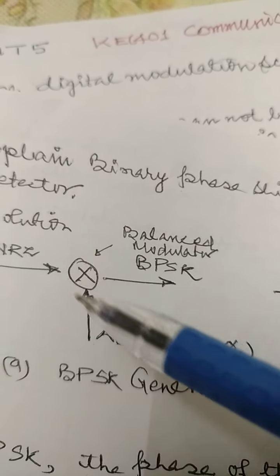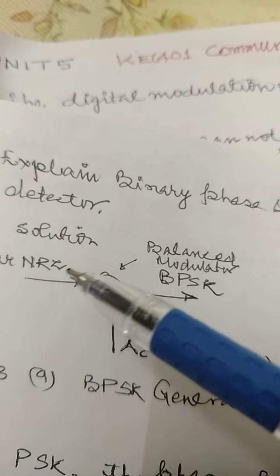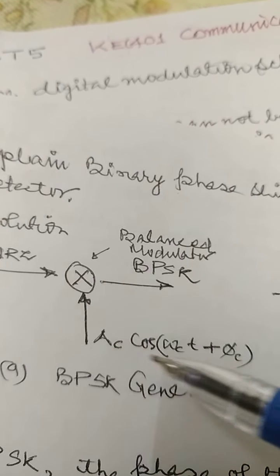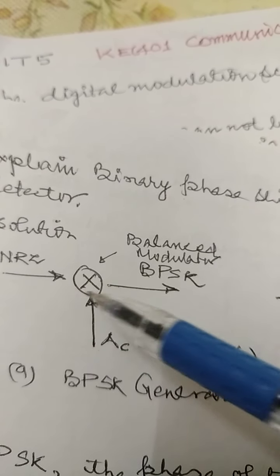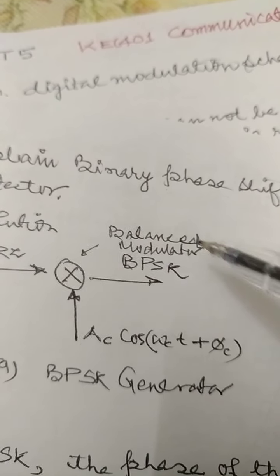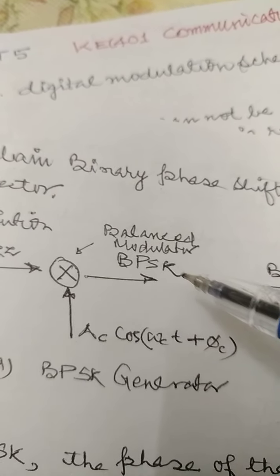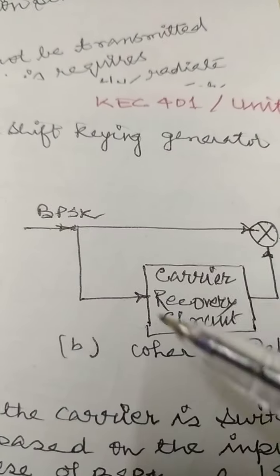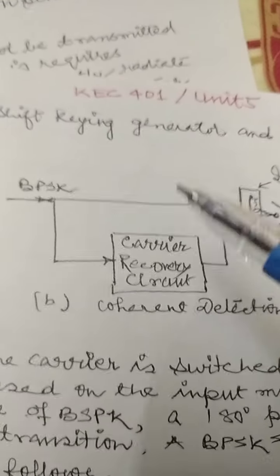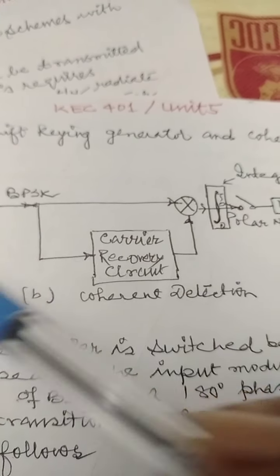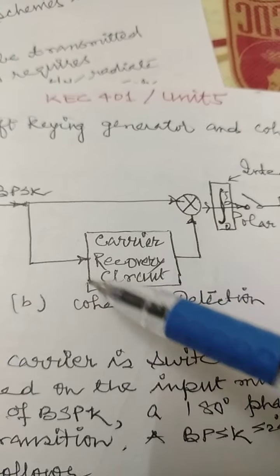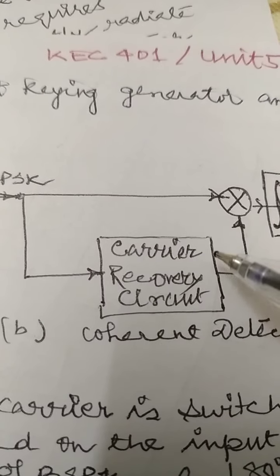So the product device has been used, and this polar non return to zero sequence and the high frequency signal are to be multiplied, and then we get the output, that is the BPSK, binary phase shift keying output. Here we have shown the coherent detector. Coherent detector means whatever carrier frequency has been used here, the same carrier frequency has to be recovered here by this carrier recovery circuit.